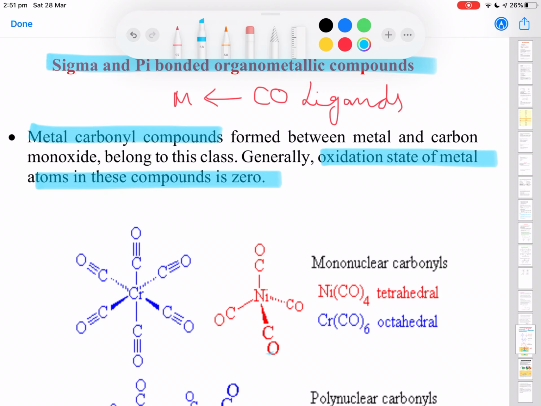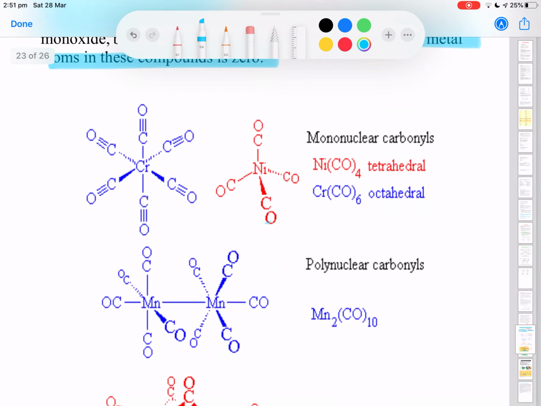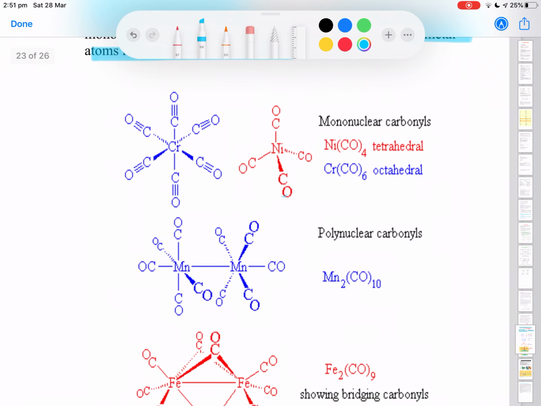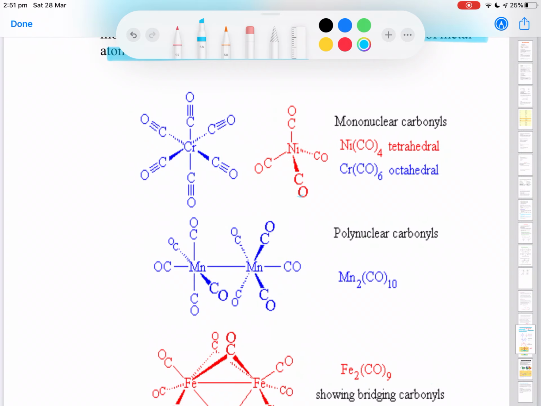One very important thing to be noted here is that the oxidation state of such compounds is 0. So here we have the geometry of various types of organometallic compounds, which I must restrict to the term metal carbonyl compounds. The first one goes as tetracarbonyl nickel. It is tetrahedral in geometry because the coordination number is 4, as clearly seen here. The next one is hexacarbonyl chromium, with octahedral geometry as shown in this figure.